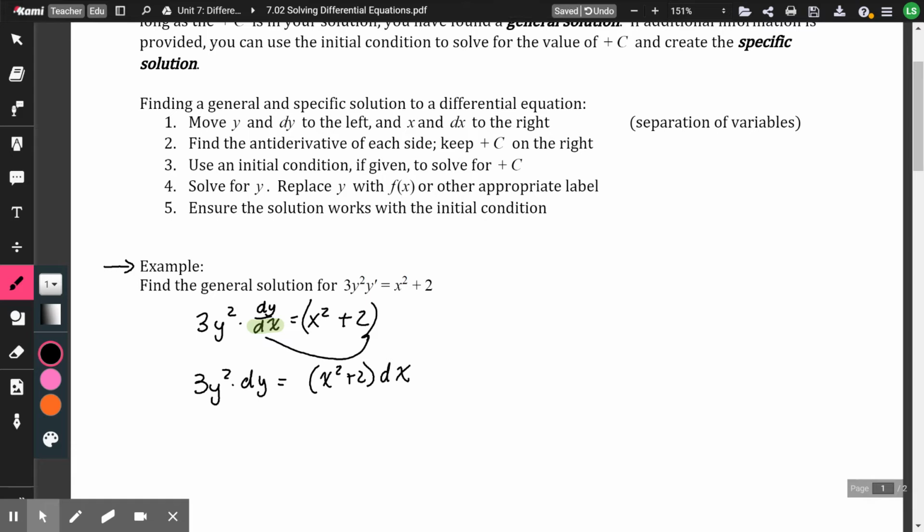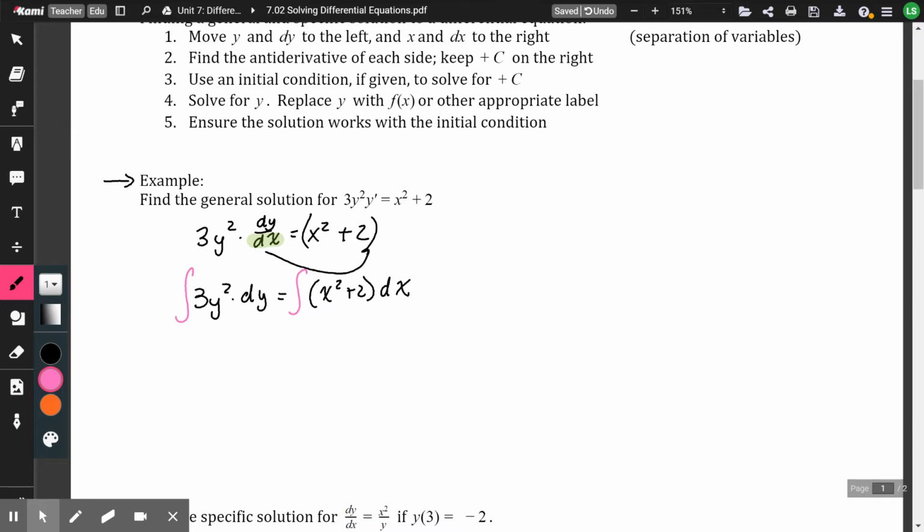The next step we're going to do is to anti-differentiate each one of those sides. It's kind of like an equation where you have to keep things balanced. Whatever you do to one side, you have to do to the other, and that's why we're integrating both sides at the same time. So the antiderivative for 3y squared dy, because that's your integral ending in dy, so y is your variable over here, we're going to end up with y to the third. And the antiderivative for x squared plus 2 dx would be 1/3 x to the third plus 2x.